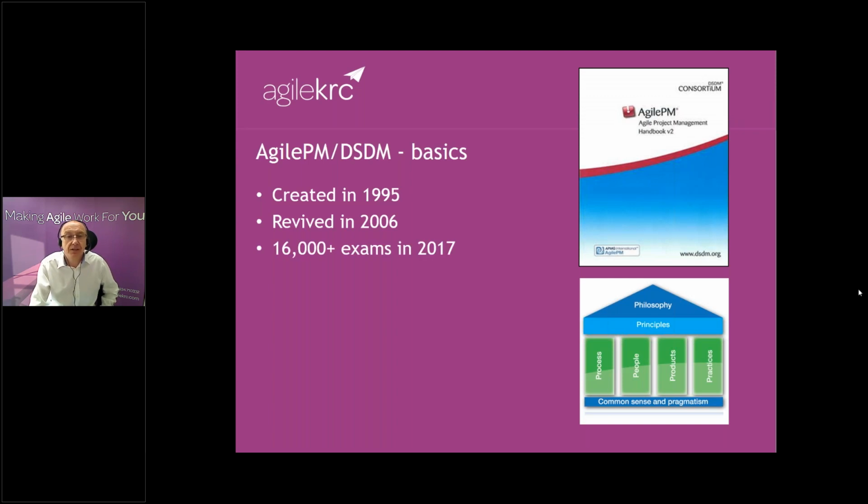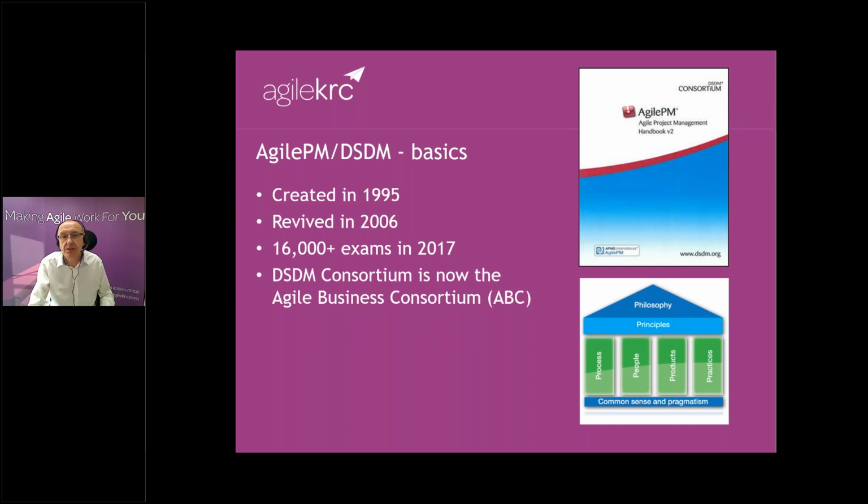In the last year, 16,000 plus exams have been taken, in 2017. And over the last 4 or 5 years, that figure has been increasing very, very steadily, and I can't see any reason why it wouldn't be 25,000 in 2018. It's the most well-known exam in terms of agile project management, so a great success story there for AgilePM DSDM. Now, DSDM has been around since 1995.